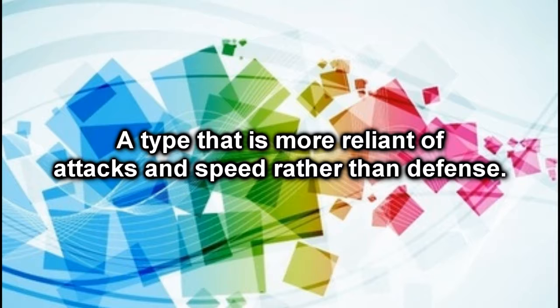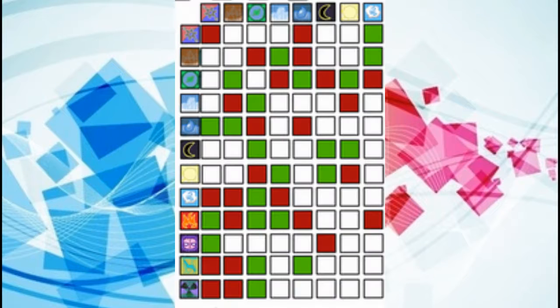Wind, a type that is more reliant on attacks and speed rather than defense. Resistances: wind elements are resistant against life and fire. Weaknesses: wind elements are weak against machines and earth elements.